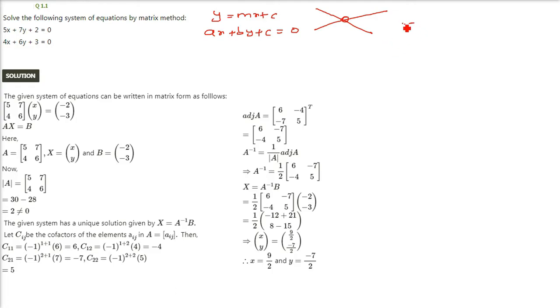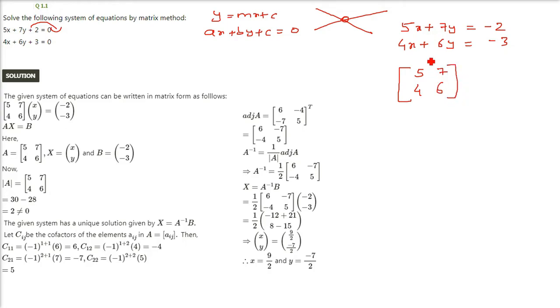The equation form is 5x plus 7y equals negative 2. I am taking 2 on the right hand side, so the constant has to be taken on the right hand side. Similarly, 4x plus 6y will be equal to negative 3, right? So now we have the coefficients of x and y, and we will form a matrix. The coefficients of x are 5 and 4. The coefficients of y are 7 and 6.